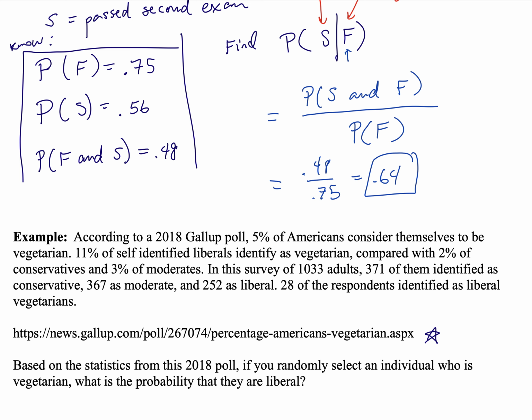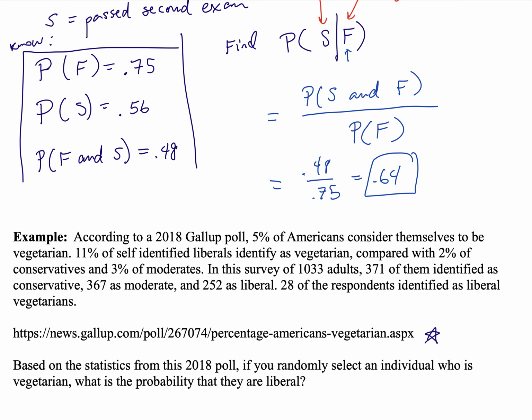So, based on the statistics from this poll, if you randomly select an individual who is a vegetarian, what is the probability that they are liberal? Just like the problem above, there is some extra information here. You won't be using all of those numbers, so you'll have to think about what you need to use to find the probability that if you randomly select an individual who's vegetarian, they are also liberal.